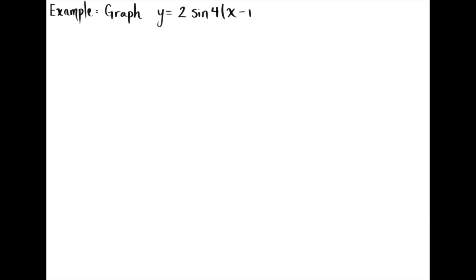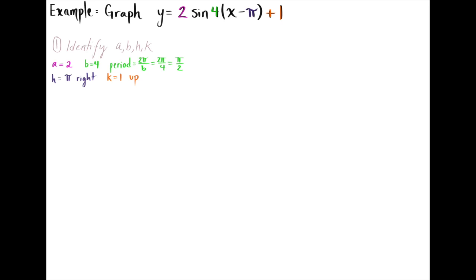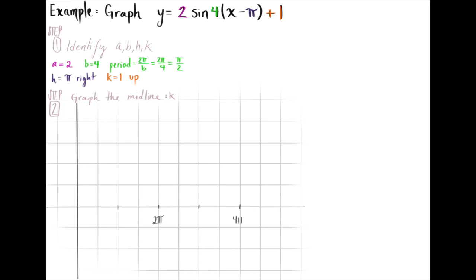We're going to graph y equals 2 sine of 4 times (x minus pi) plus 1. So the first thing is we have to identify those special A, B, H, and K. So here we have A is 2, B is 4, and then the period is equal to 2 pi over 4, which is pi over 2. Then we take a look at the H, which is a pi to the right, and then the K is up 1. So the very first thing we want to start with is the midline.